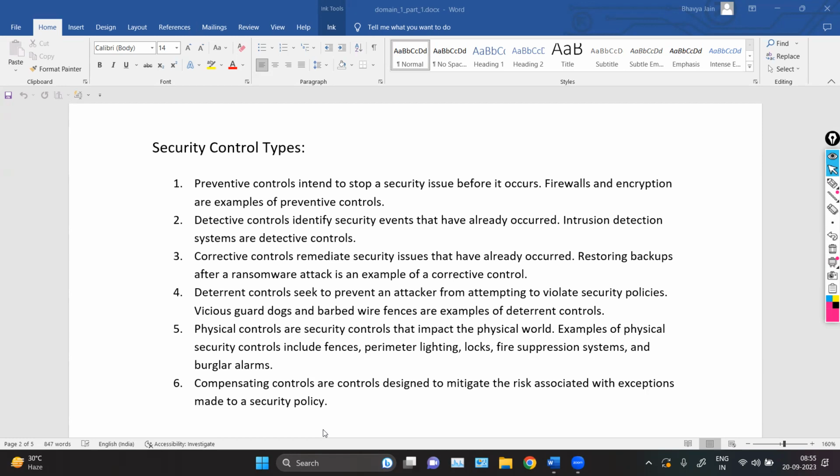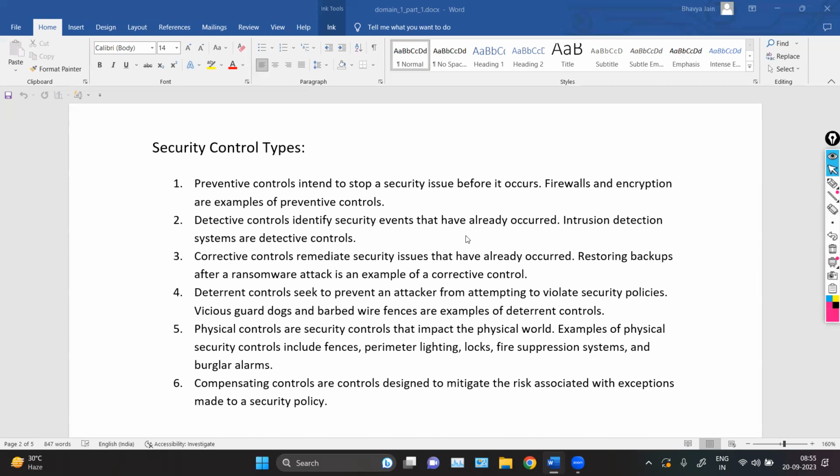For example, for avoiding attacks, you are updating your systems, applying secure passwords, applying firewalls, and applying other security mechanisms. So prevention is applying a higher security mechanism to avoid any kind of attack in the near future. That is preventive controls. For example, firewalls and encryption are examples of preventive controls.